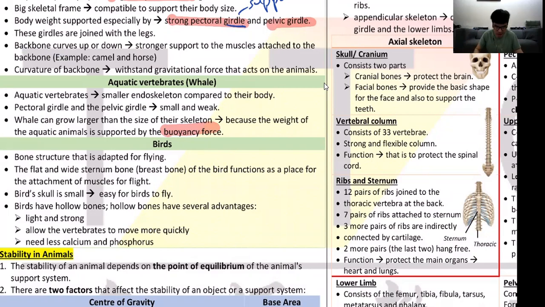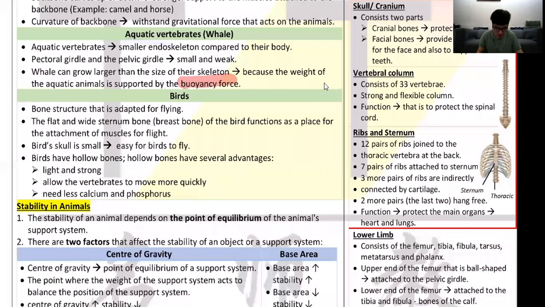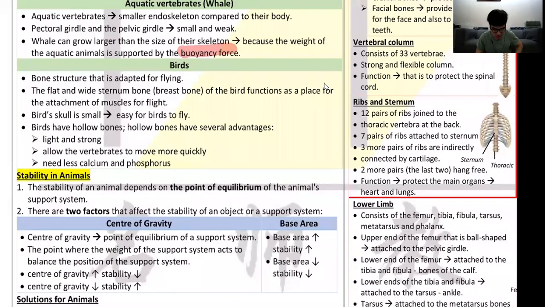All right, so next, aquatic animals have a small pelvic girdle and small pectoral girdle because they don't need them. Okay, they have buoyancy. Water can help them float, so they don't need strong bones. Okay, and same goes for birds. They have hollow bones so that they are light and strong, so that they can fly. Their job is to fly. They don't need strong bones. That's why all birds have very weak bones.